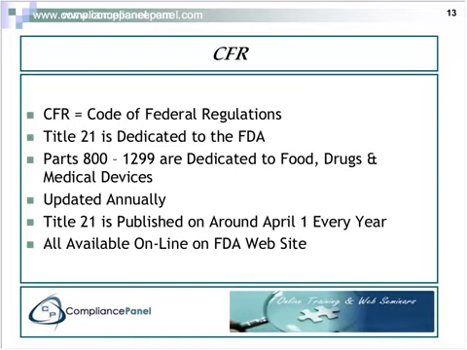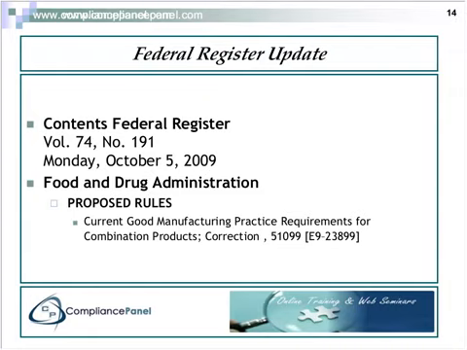Changes to these titles are published in the Federal Register, which is released daily by the U.S. government, and each title is fully updated annually. And Title 21 is published on or around April 1st every year. And again, these are all available on the FDA website. And every day you can subscribe to a table of contents for the Federal Register update.